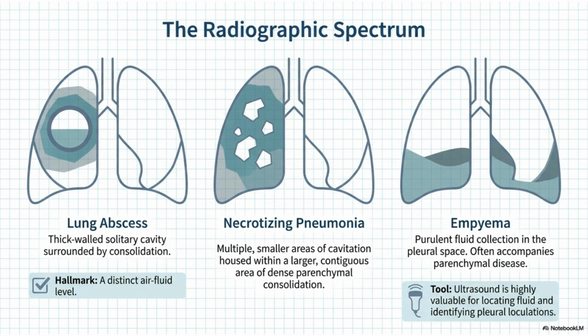Radiographically, anaerobic infections span a spectrum. A lung abscess presents as a thick-walled, solitary cavity with a distinct air fluid level. Necrotizing pneumonia shows multiple smaller cavitations within dense consolidation. Empyema is purulent fluid in the pleural space, often accompanying parenchymal disease. Ultrasound is useful for locating fluid in loculations.